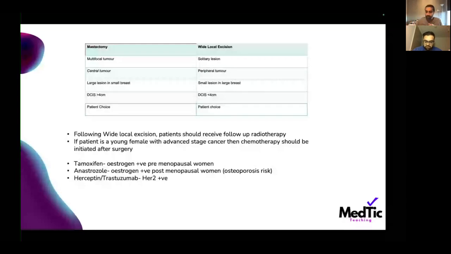So as a rule of thumb, the worst cancers are mastectomy, the less invasive cancers are wide local incision. If you've got a premenopausal woman who's estrogen positive, you want to give tamoxifen. Postmenopausal, anastrozole. HER2 positive, Herceptin. So hopefully you can put 2 and 2 together. If they're an older lady, after surgery, give radiotherapy. If they're a younger lady, after surgery, give chemotherapy. Okay, and next slide.